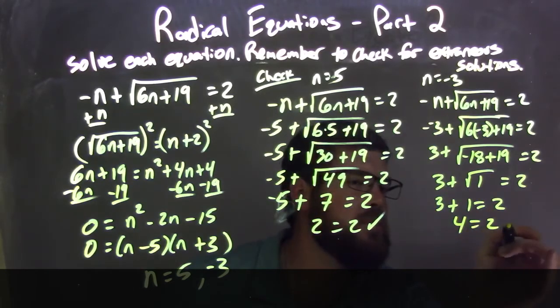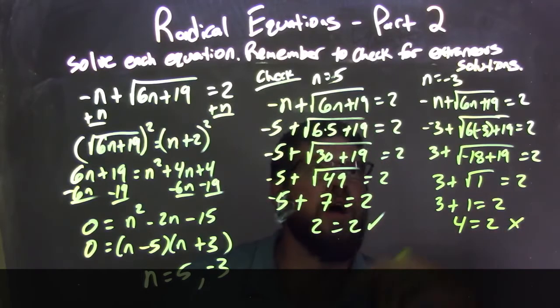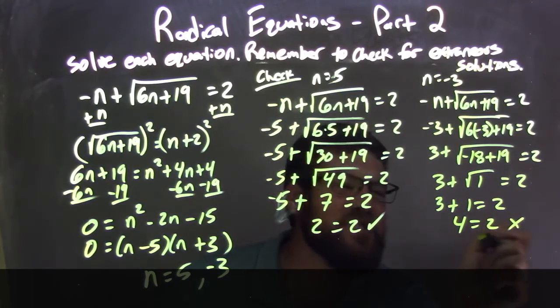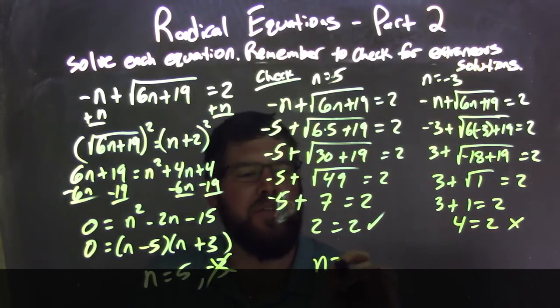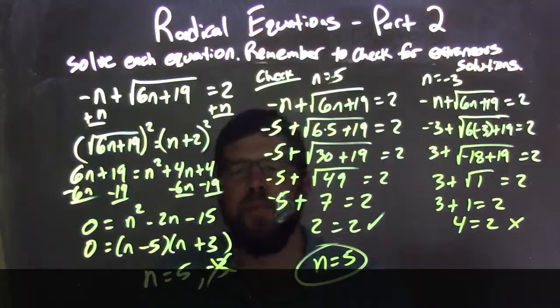Does 4 equal 2? No. Not a true solution. So what that means is that negative 3 is our extraneous solution, and so our only real solution is n equals 5.